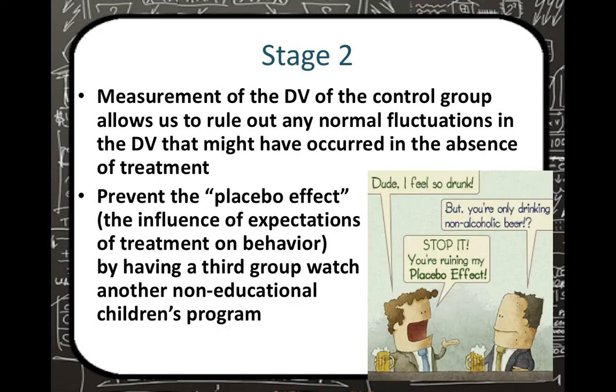Okay? So we prevent the placebo effect. In this case, we may do that by having a third group watch some other non-educational children's program. Right? So we have one group that watches Sesame Street, one group that maybe doesn't watch anything, and then a third group that watches something, but it's not an educational program, right? It's some other children's program.